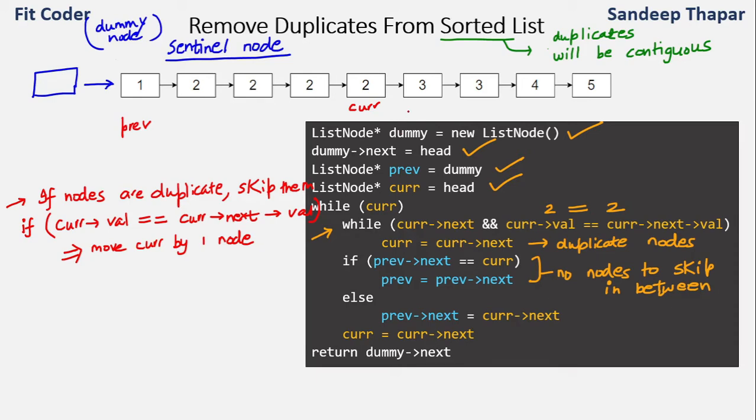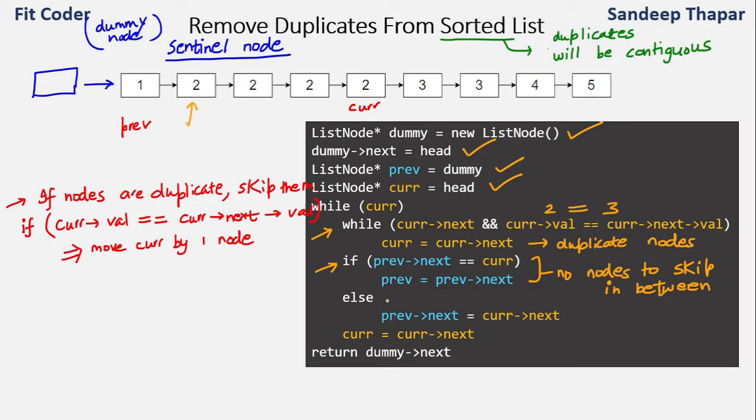In the next iteration, current val is 2 and current next val is 3. So these are not equal. So we'll come out of this while loop and now we come to the if condition. So in this if statement, we are checking if previous next is equal to current. So previous is pointing to 1 and previous next is this node. So previous next is not equal to current.